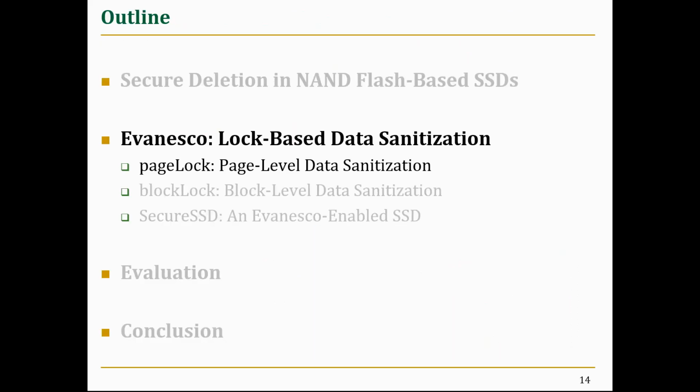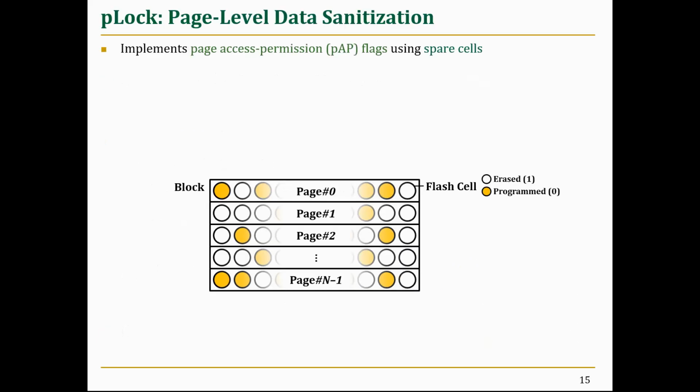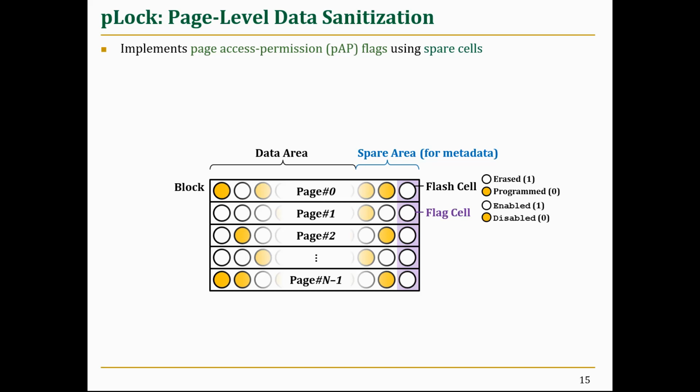Let's dive into our PLOC implementation. We implemented the access permission flag of each page using spare cells, which exist in most NAND flash memory to store page-related metadata. We use spare cells to store the access permission flag of each page such that a page is enabled when the flag cell is erased, and a page is disabled when the flag cell is programmed. This ensures that a disabled page cannot be re-enabled until the entire block, including the page's content, is physically erased.